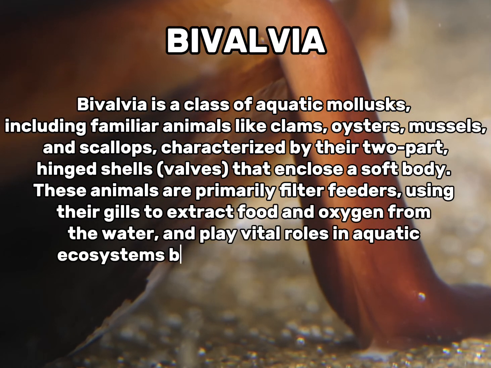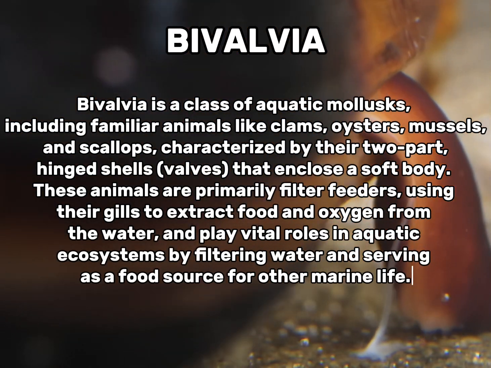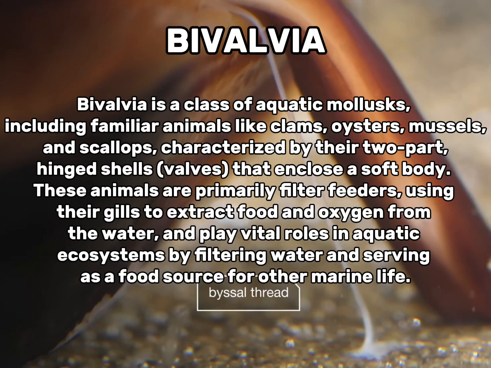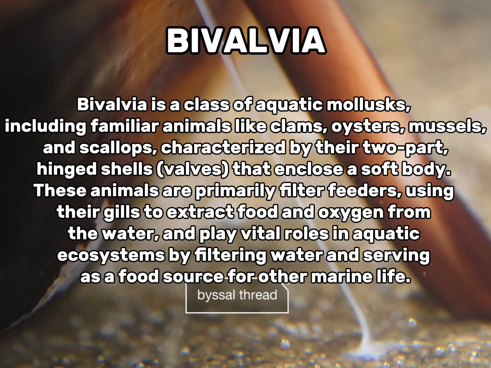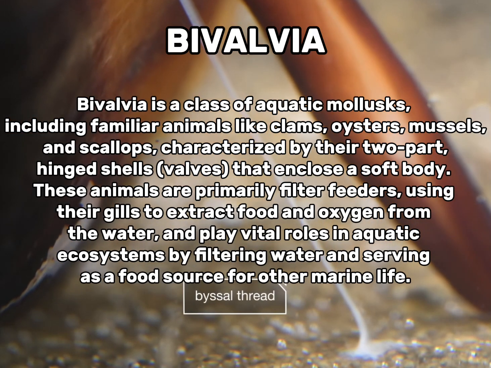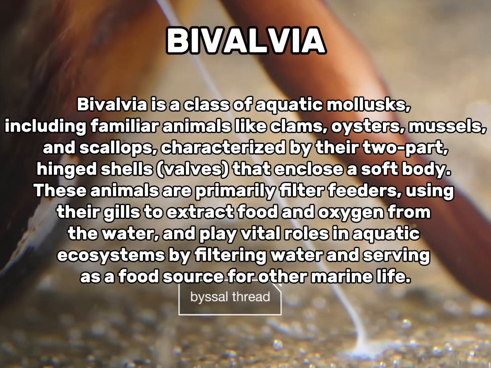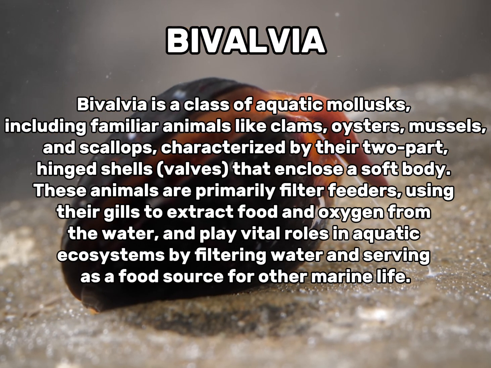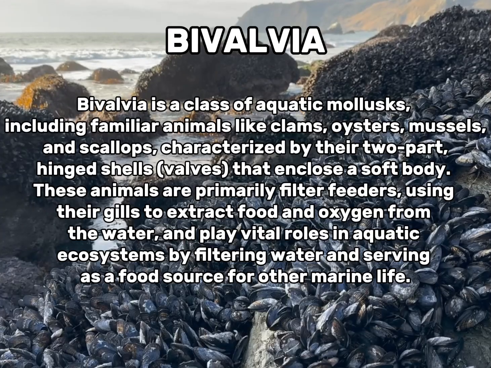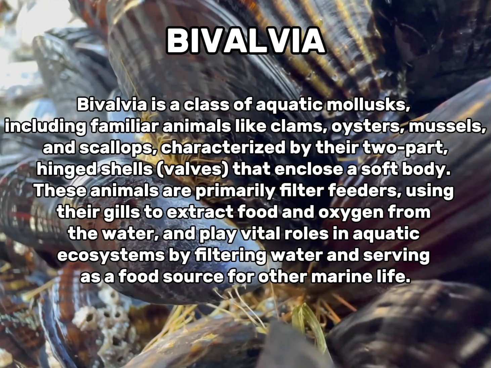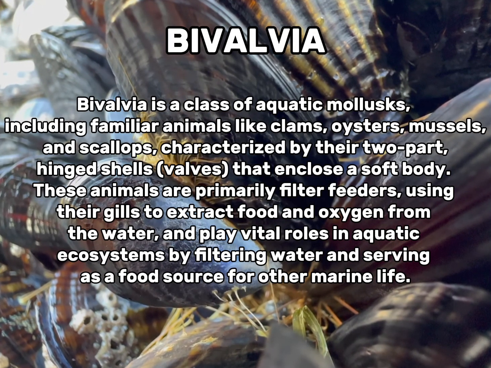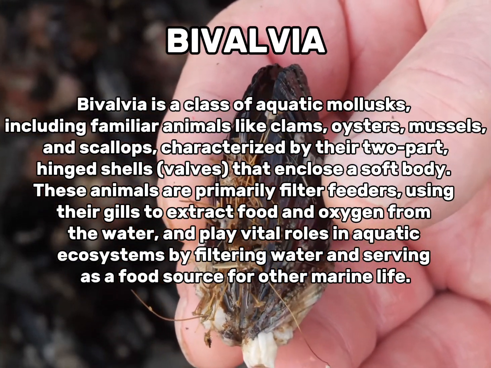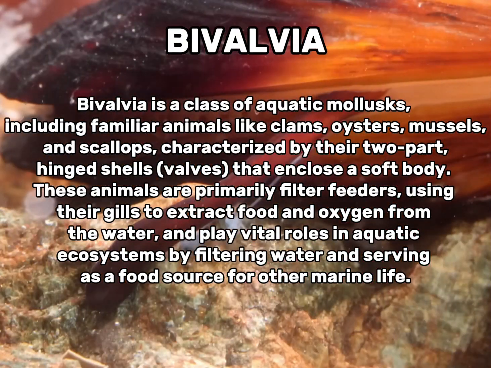Bivalvia is a class of aquatic mollusks including familiar animals like clams, oysters, mussels, and scallops, characterized by their two-part hinge shells that enclose a soft body. These animals are primarily filter feeders, using their gills to extract food and oxygen from the water, and play vital roles in aquatic ecosystems by filtering water and serving as a food source for other marine life.